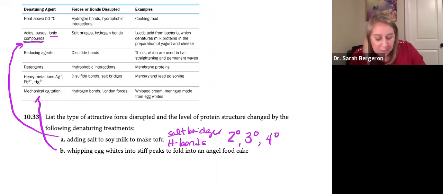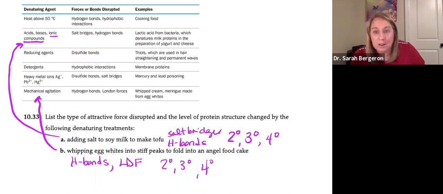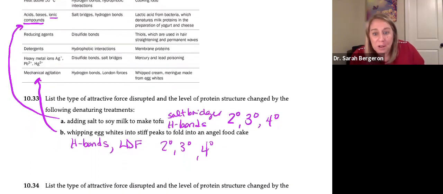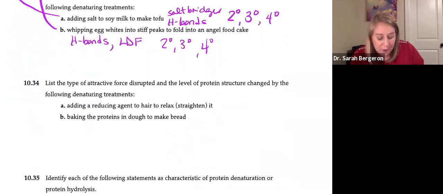Whipping eggs into stiff peaks to fold into an angel food cake. Sounds great, right? Mechanical agitation, that is what you are doing to it. So what are you disrupting? Hydrogen bonds, and we're disrupting London dispersion forces. Well, hydrogen bonds, that's telling me secondary and tertiary. And if you're disrupting secondary and tertiary, you're disrupting quaternary, right? And the London dispersion forces are in tertiary and quaternary, right?